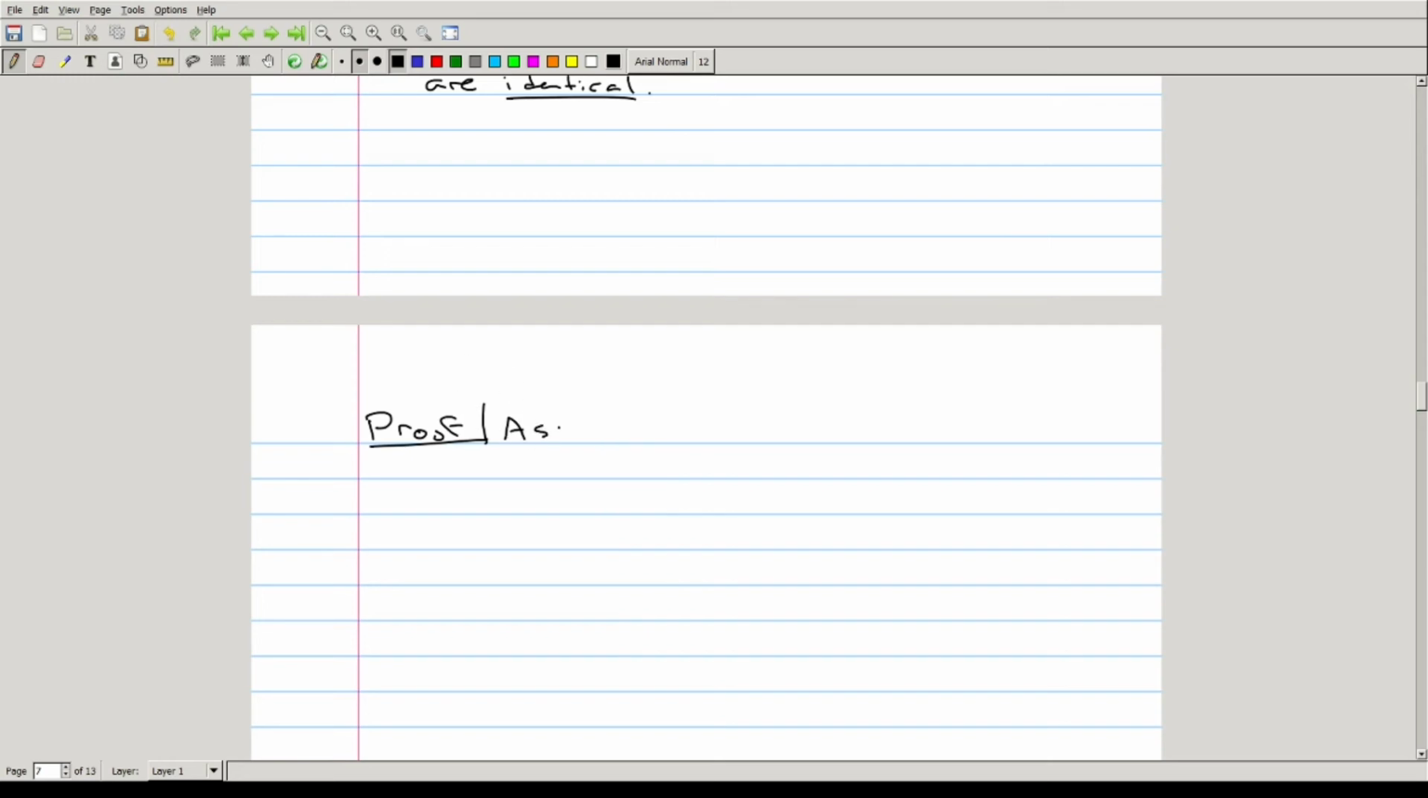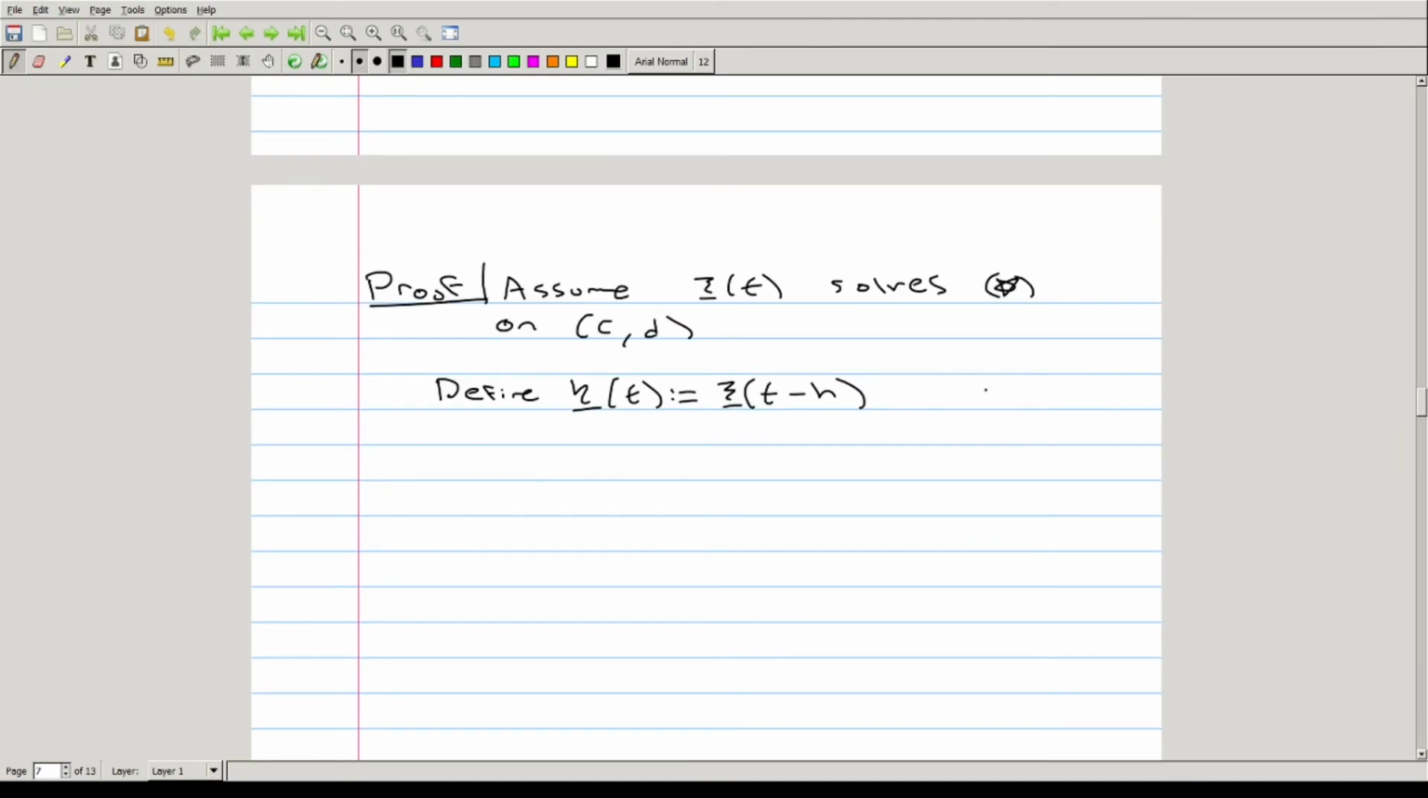So we'll assume that xi of t solves the differential equation on some interval from C to D, and define nu of t to be the solution xi of t but shifted by h, for t in the interval from C plus h to D plus h.